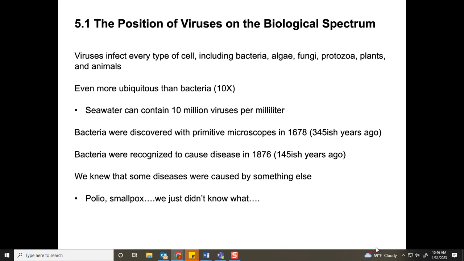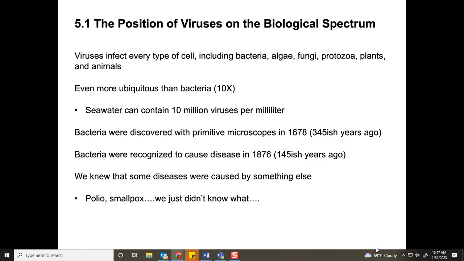So to begin with, viruses are capable of infecting other cells, and they're capable of infecting every cell type. This includes obviously animal cells, because we know that we can contract viral infections, but also they can infect plant cells. Plants can get viral infections. So can protists. Fungi, algae, and even bacteria are capable of being infected by a virus.